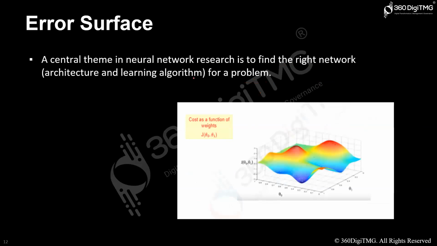And then we have something called the error surface. A central theme in neural network research is to find the right network for a problem. Network here meaning architecture and learning algorithm. So cost as a function of weights is taken as the graph shown here.